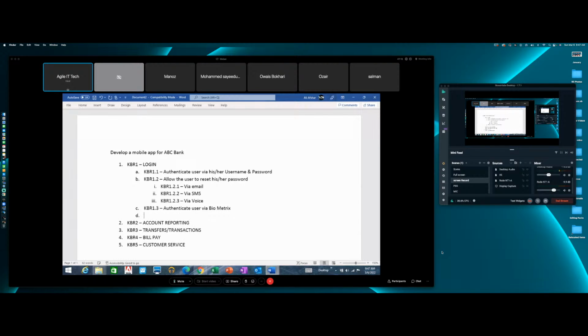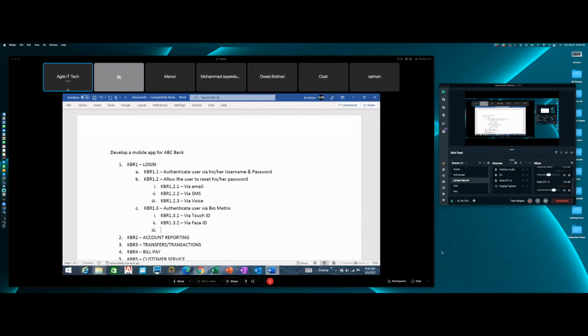All right. And KBR number, what number is this? 1.3.1, which will be via what? What's the most common? Fingerprint. We call it Touch ID, right? Fingerprint, Touch ID. What's the next one? Sorry, KBR 1.3.2. Next would be via face, face recognition, the Face ID. Touch ID. PIN number is not a bio, man.